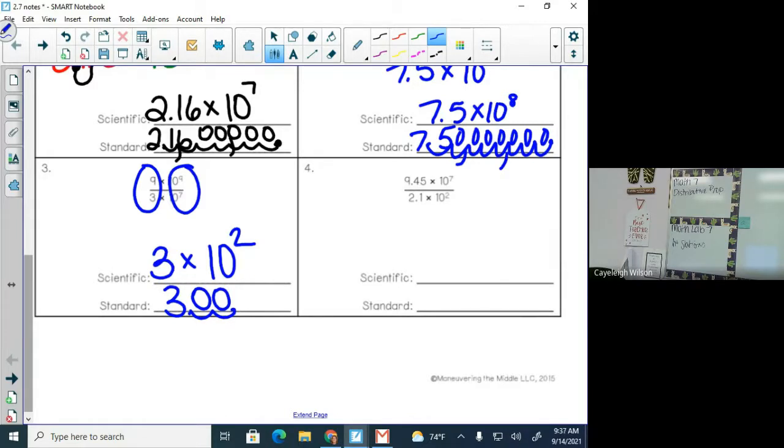You're struggling. 9.45 divided by 2.1 is 4.5, and then you can finish it from there. Oh.